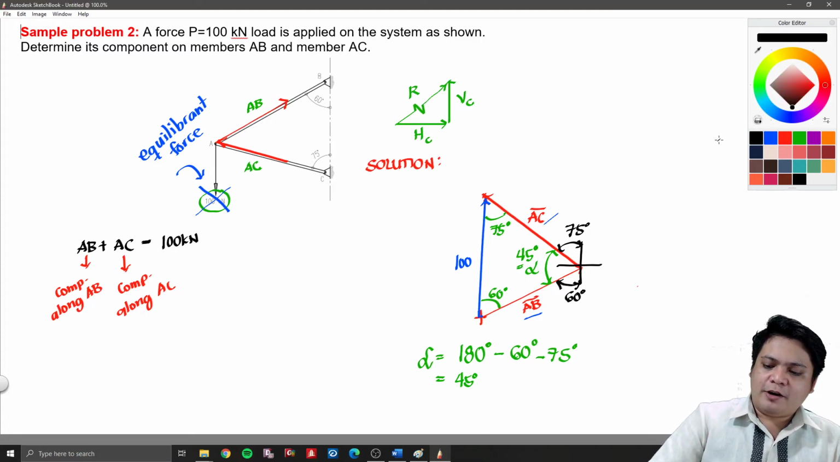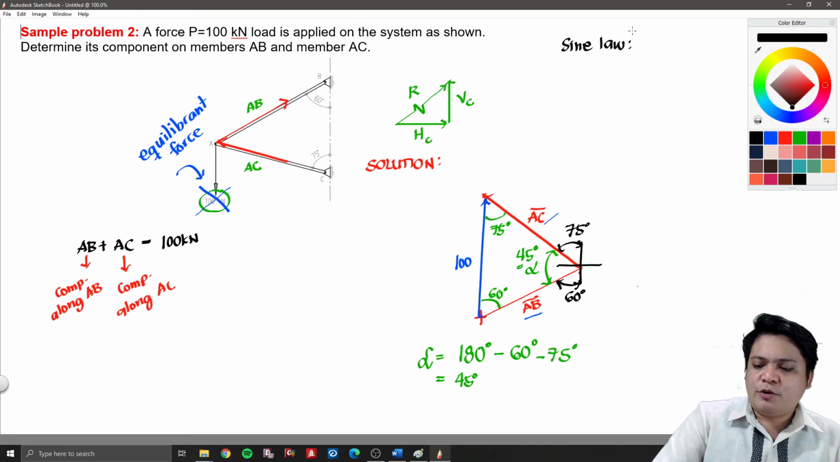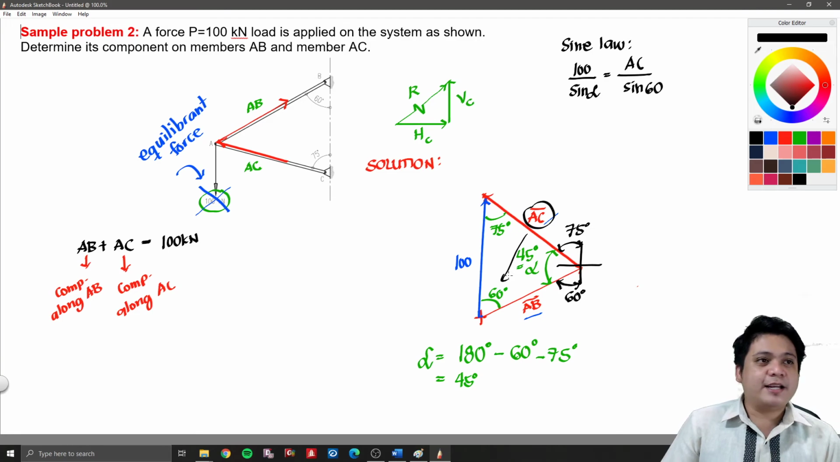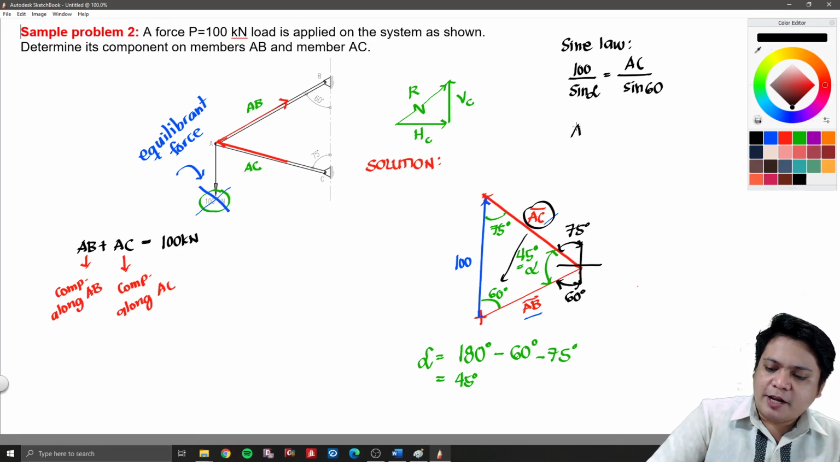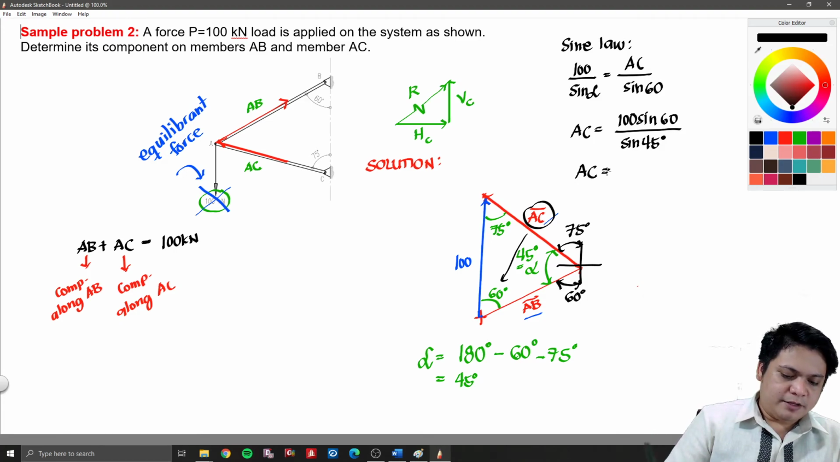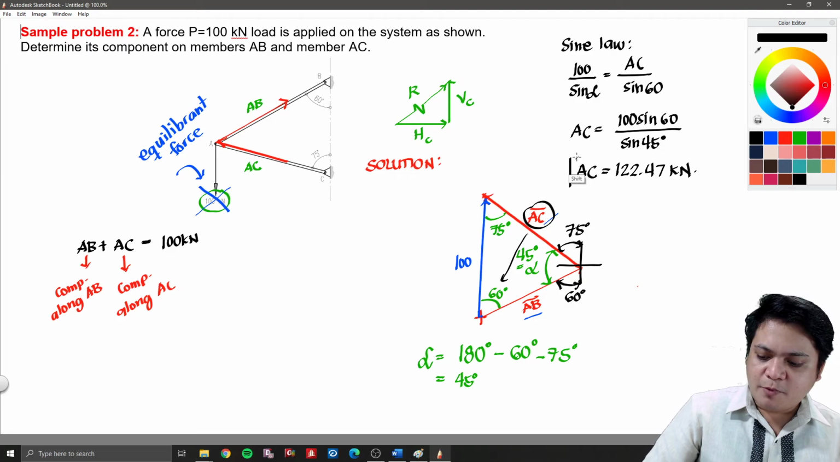Okay? So, to find for the AC, okay, pwede tayong mag-sine law, no? So, using the sine law, okay? So, we will be having here as 100 all over sine of alpha is equal to, let's call it as AC, all over sine of opposite niya, 60. So, this is the AC. So, meron siyang opposite, no? So, opposite angle niya is 60 degrees. So, solving for the AC is equals to 100 sine of 60 all over sine of alpha, and that is 45 degrees. So, you have now the AC equal to 100 sine 60, okay, divided by sine of 45. So, you will have it 122.47 kilonewton.